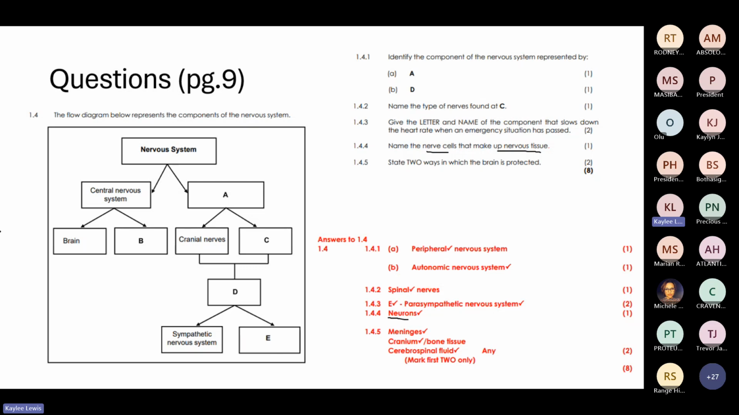And then 1.4.5 state 2 ways in which the brain is protected. So they want 2 things, and it's for 2 marks. So the obvious one that you might go for is the cranium. Remember, don't say skull. And then your other ones would be your meninges, which is that membrane surrounding it, or you could have said cerebrospinal fluid. You can say any 2, but they're only going to mark the first two. So be confident in your answers. All right, so that would be the answers for question 1.4.